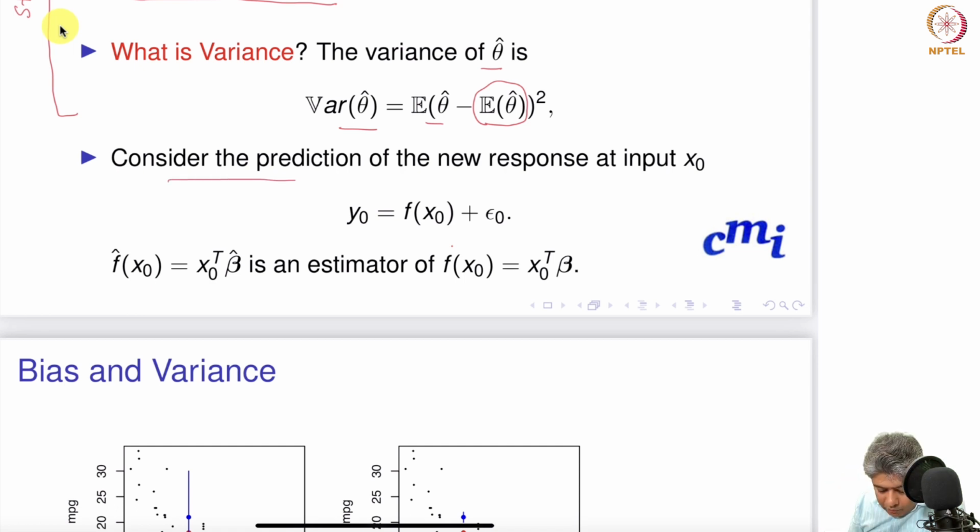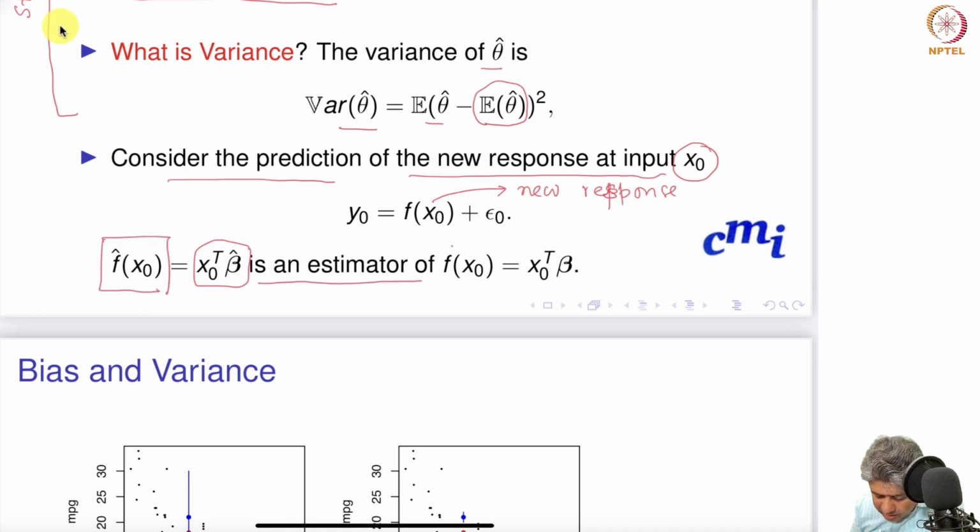Consider the prediction of a new response at input x0. So x0 is a new input, and y0 is f of x0 plus epsilon naught. Now x0 transpose beta hat, we can call it f hat x0, is an estimator of f of x0, which is x0 transpose beta. So x0 transpose beta hat is an estimator of x0 transpose beta.